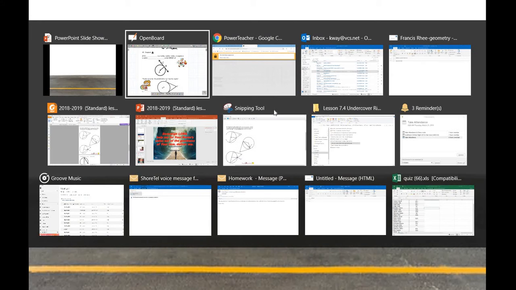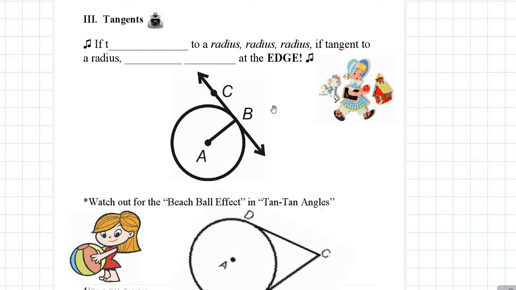Okay, say the word touch. Tangent. Okay, so right there, when you have a radius and a tangent, there's going to be a right angle. Where a radius meets a tangent, there's going to be a right angle. Fill out this little jingle.